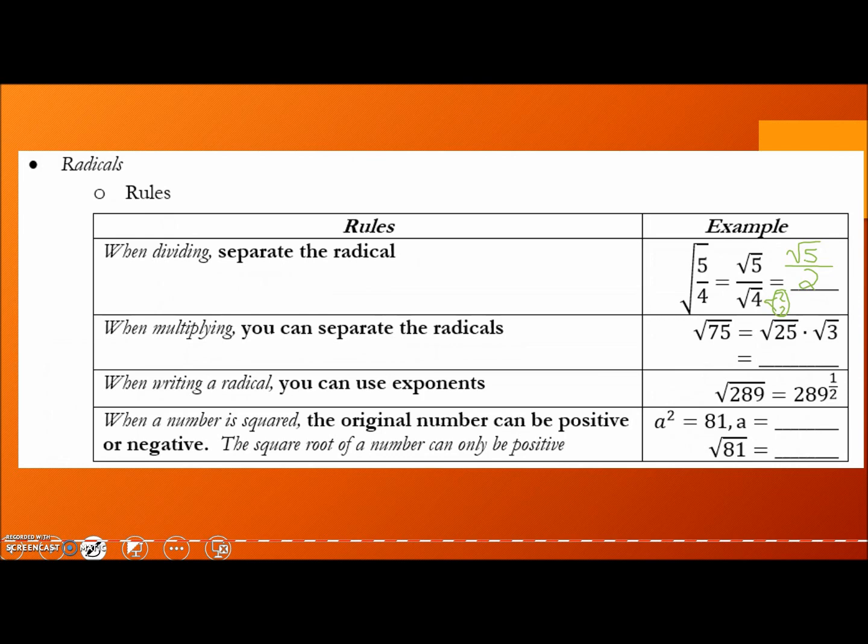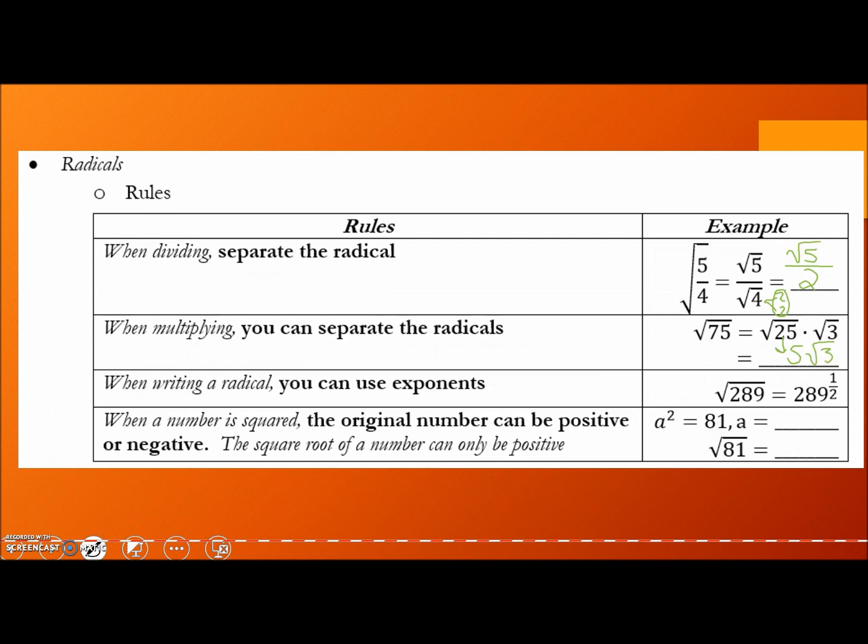When multiplying, you can separate the radicals. For example, square root of 75, I can separate that into square root of 25 times the square root of 3. So 25 times 3 is 75, so it's totally fine to do that. And the reason why that's useful is because square root of 25 is 5, and then I just bring down the radical 3. That makes it easier to solve.